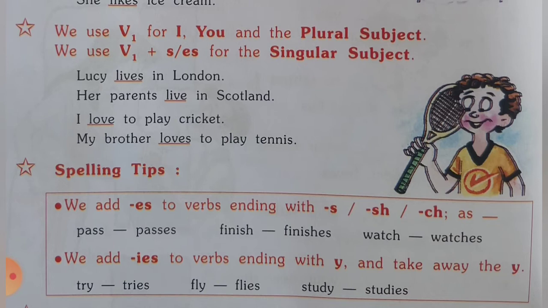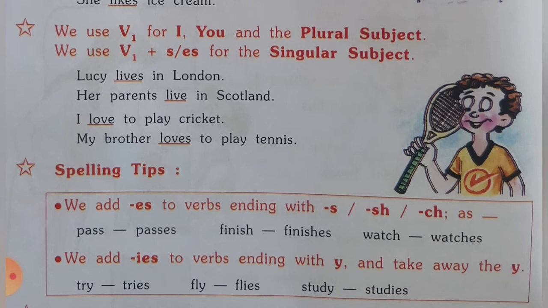Watch. Here the verb ends in ch. When we use this verb in simple present tense with the pronoun he, she, it or a singular noun, it becomes watches. That means when the verb ends with s, sh or ch, we add es to the end of the word.